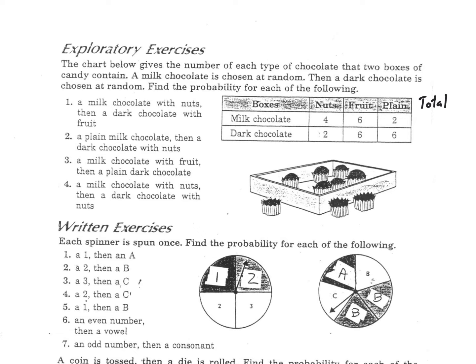All right, again, we need to know the total amount here. So the total amount of milk chocolate is, we got 4 with nuts, 6 with fruit, 2 with plain. That adds up to 12 total pieces of milk chocolate, and then 2 plus 6 ends up as 14 for dark chocolate. Okay, those are our totals, and we need that to help out. So what's the probability that I have a milk chocolate with nuts, which is going to be 4 out of 12, and then a dark chocolate with fruit, and that's going to be 6 out of 14, and I'm just going to multiply those two fractions together.